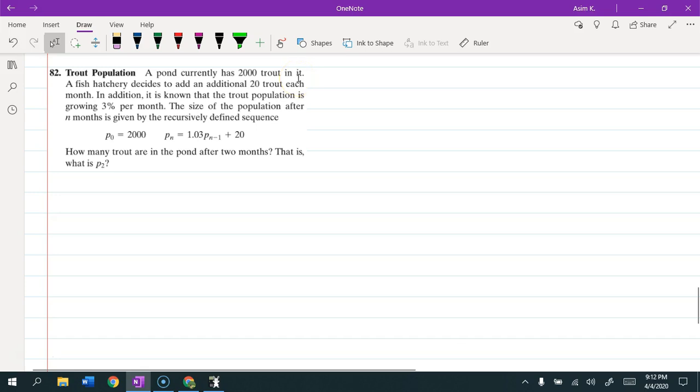Well, let's speak with some substance. So when they say there's 2,000 trout in this pond, notice how right over here it says P sub 0 equals 2,000. So get used to that. When they say P sub 0 equals 2,000, I usually tell my students, think of that as like an initial amount that you have.